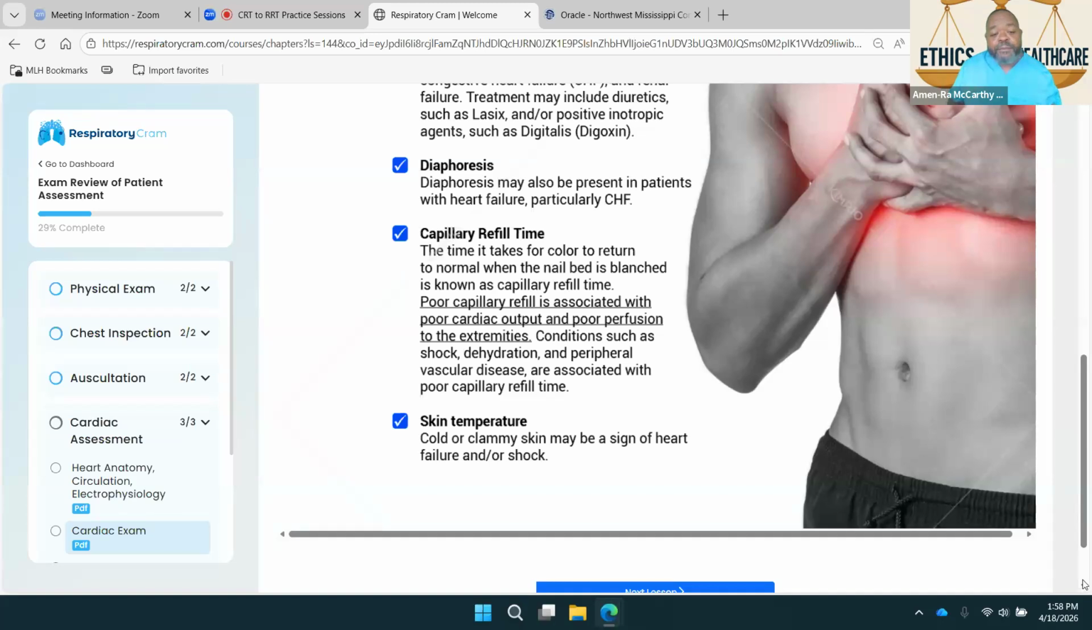And then finally, skin temperature. Somebody's skin is cold, clammy, sticky, right? That may be another sign of heart failure and shock.